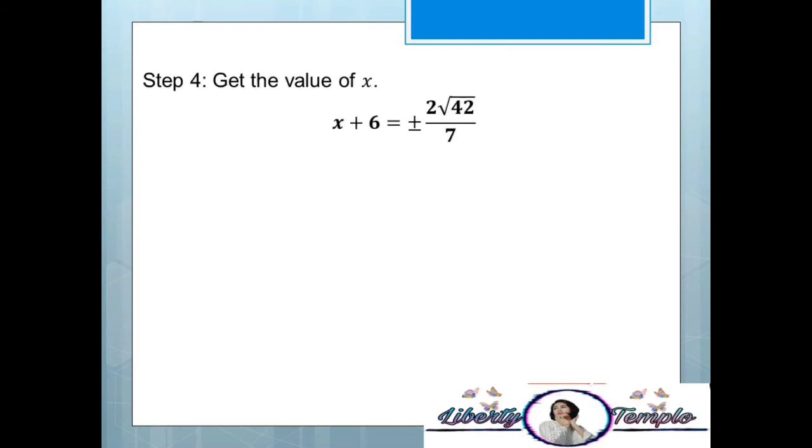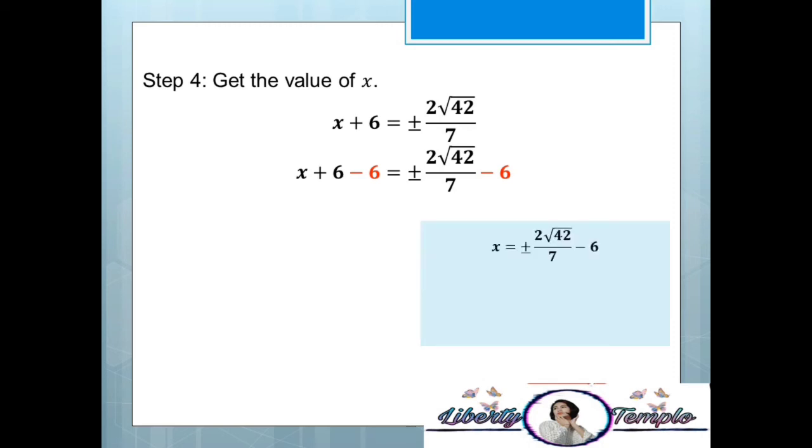Then we need to get the value of x. So we have x plus 6 is equal to positive negative 2 square root of 42 all over 7. Again, we need to apply the addition property of equality. So since we want to eliminate positive 6 here, we need to subtract 6 to both sides. So we have x plus 6 minus 6 is equal to positive negative 2 square root of 42 over 7 minus 6.